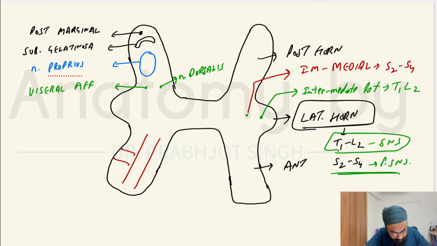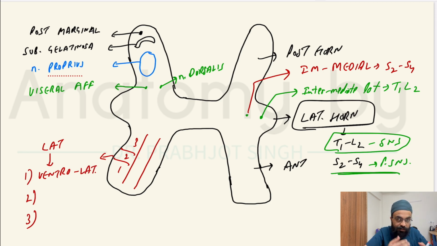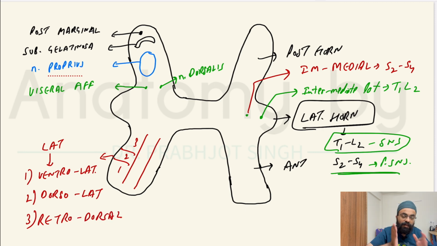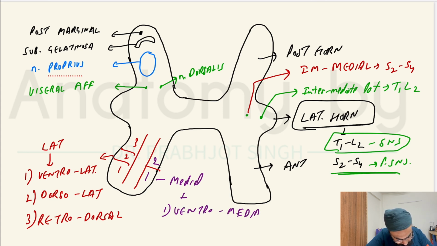So the lateral is further divided into three: 1, 2, 3. So 1 is ventrolateral, since it is the anteriormost. 2 is dorsolateral and 3 is retrodorsal. So ventrolateral is the front one of the lateral, dorsolateral is the back one, and retrodorsal is behind the dorsal. Is it clear? Now the medial side is just divided into 2. So it's simple, these are the medial ones. One is your ventromedial and another one is your dorsomedial.